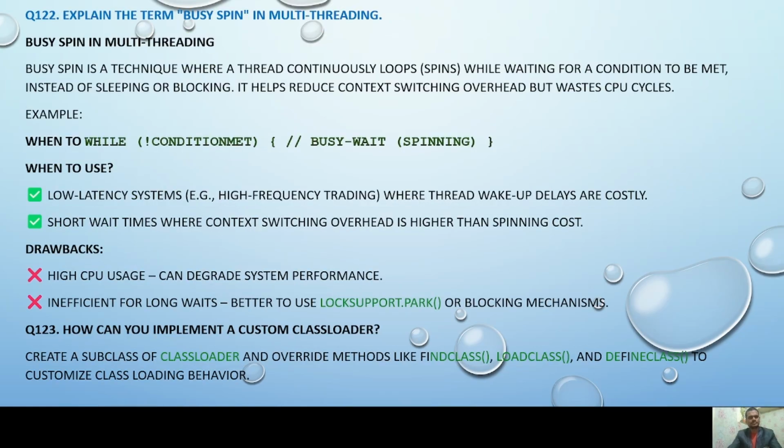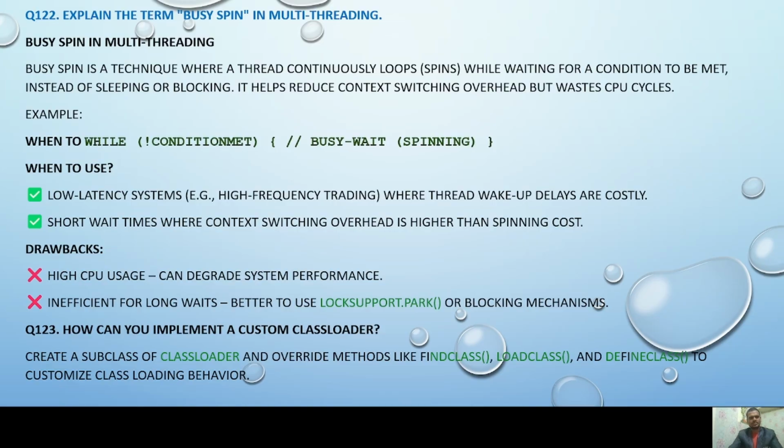Next question. Explain the term busy spin in multi-threading. Busy spin is a technique where a thread continuously loops, that is spins, while waiting for a condition to be met. Instead of sleeping or blocking, it helps reduce context switching overhead but wastes CPU cycles.